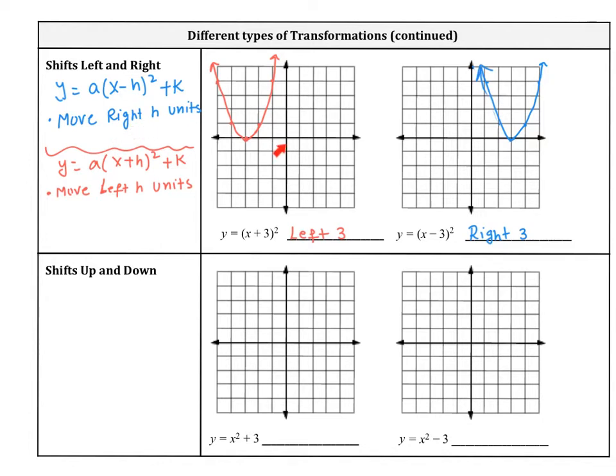So my parent graph starts from 0, 0. And for this function right here, it is x plus 3. Which means that this is the case where I'm going to move my graph h units to the left side. In this case, it is 3, so I'm going to move my graph 3 units to the left. So originally starting from 0, 0, 1, 2, 3 units to the left, I'm going to start my graph from here.